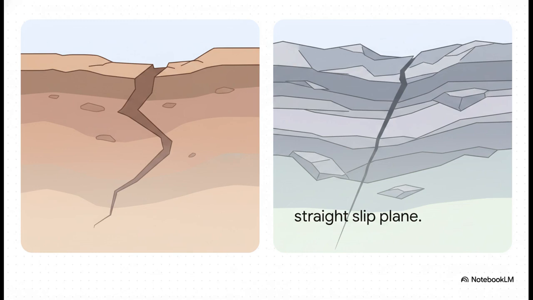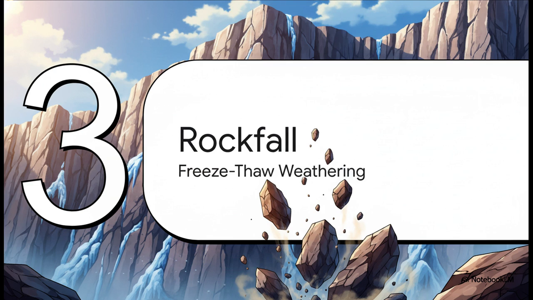Slumping is always associated with soft materials and a curved slip plane. Landslides, on the flip side, are associated with resistant rock and a straight slip plane. Keeping those two differences crystal clear is literally the absolute key to mastering this whole topic. All right, Section 3, rockfall.